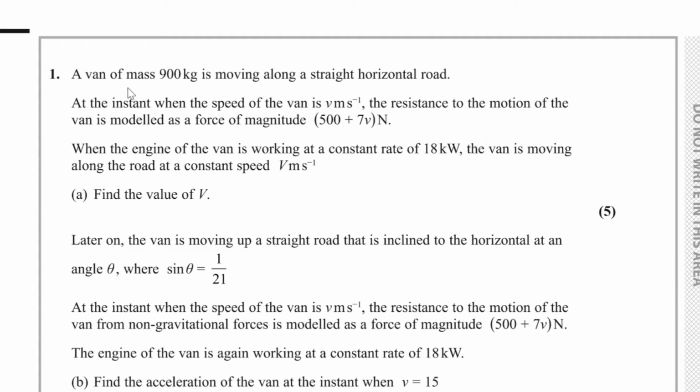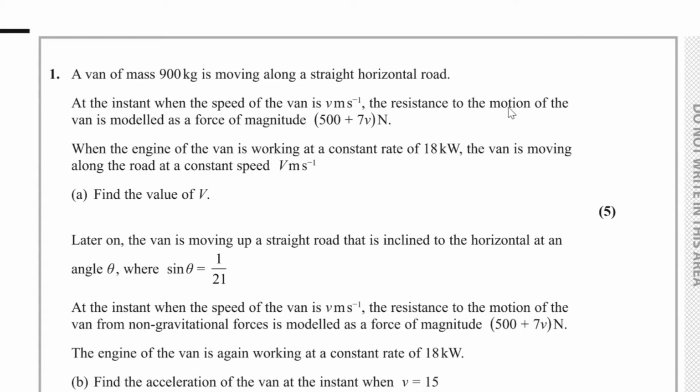Question number 1. A van of mass 900 kilograms is moving along a straight horizontal road. At the instant when the speed of the van is V meters per second, the resistance to the motion of the van is modelled as a force of magnitude 500 plus 7V newtons. When the engine of the van is working at a constant rate of 18 kilowatts, the van is moving along the road at a constant speed V meters per second. For part A, we have to find the value of V.